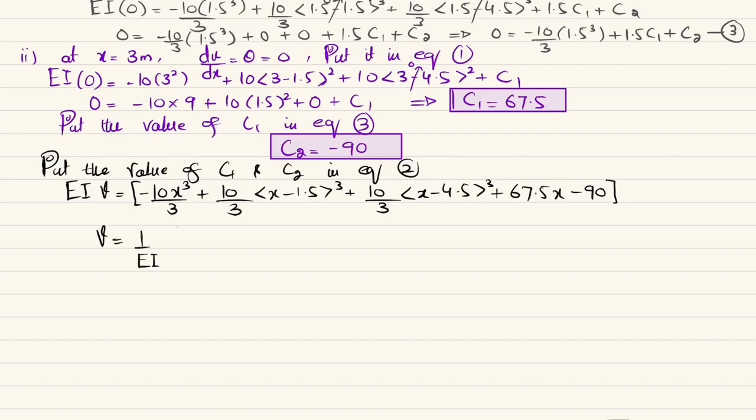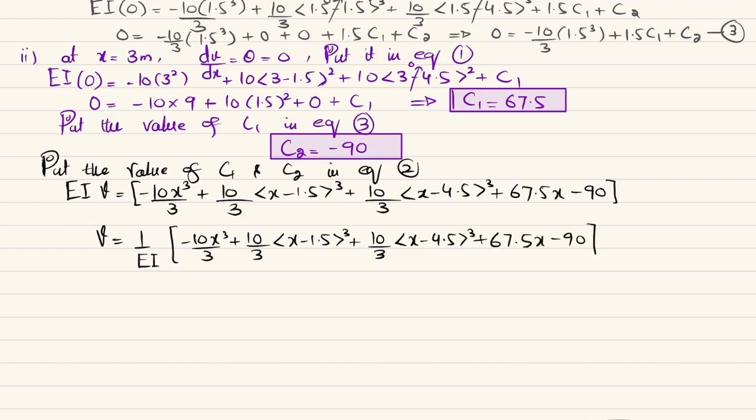And if you divide EI on both sides, so you will get V is equal to 1 over EI into minus 10 x cube over 3 plus 10 by 3 into x minus 1.5 whole cube plus 10 by 3 into x minus 4.5 whole cube plus 67.5x minus 90. And its unit will be kilonewton into cubic meter.